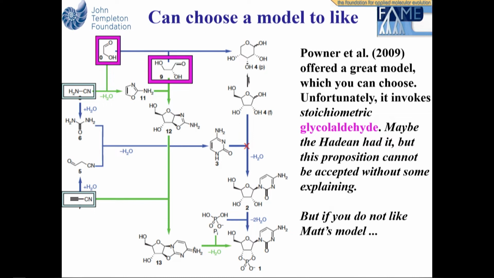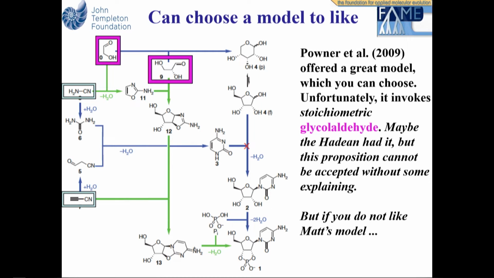So you can now choose any molecule pathway to a model that you might like. Matt Powner, about 10 years ago, offered a great model which you can choose. Unfortunately, it requires glycolaldehyde in the upper left-hand box shaded in magenta stoichiometrically. Okay, maybe the Hadean had it, but you would have to have some explanation for that proposition.